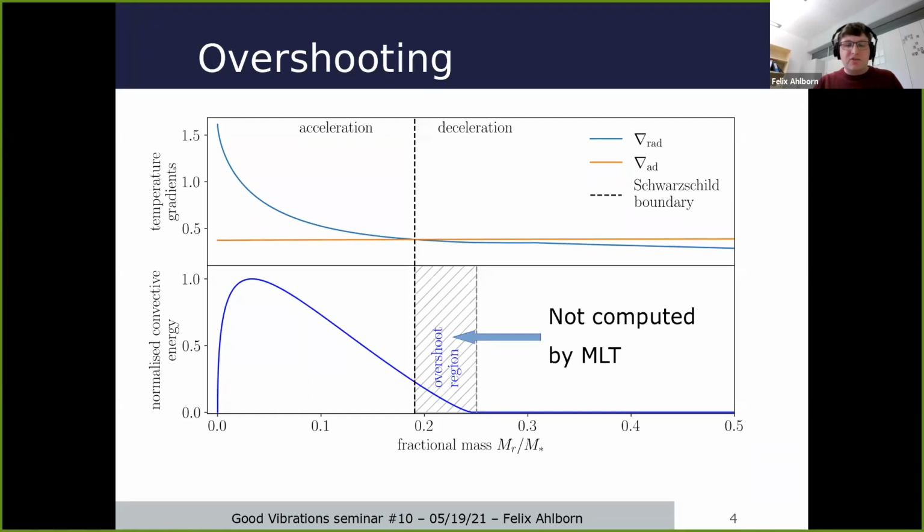So in this figure, the upper panel shows exactly the same quantities as before. However, the lower panel now shows the convective energy in a more physical picture. And now you can see that the convective energy also extends beyond the Schwarzschild boundary. As I said, convection is very efficient in mixing chemical elements, so we would also expect that the region beyond the Schwarzschild boundary is mixed by this convective flow, and therefore the convective core would be essentially extended. The problem with that is, however, that mixing length theory cannot compute this region because convective energy is so tightly related to the Schwarzschild boundary.